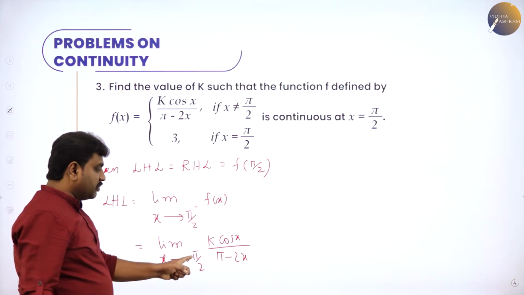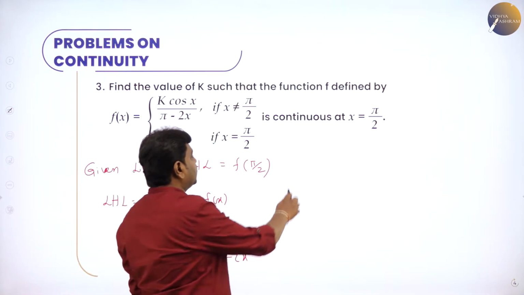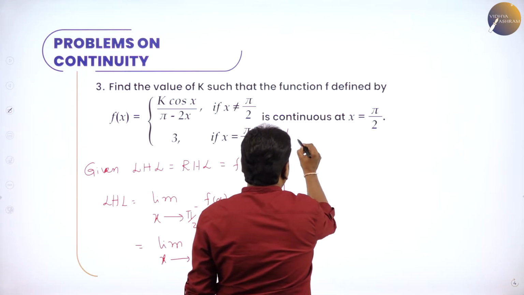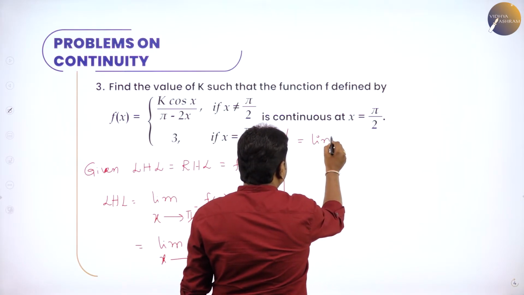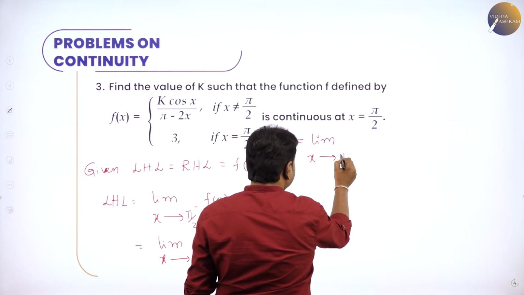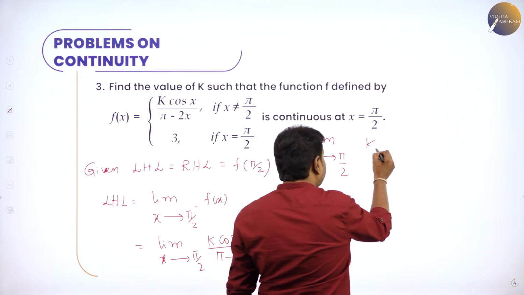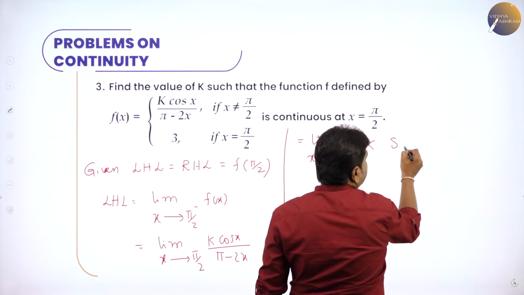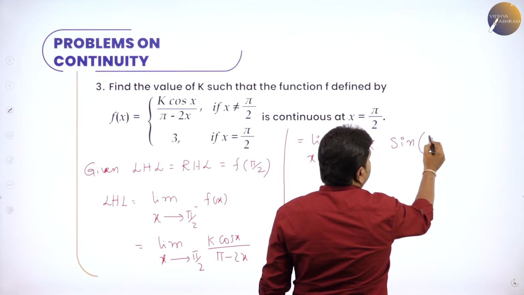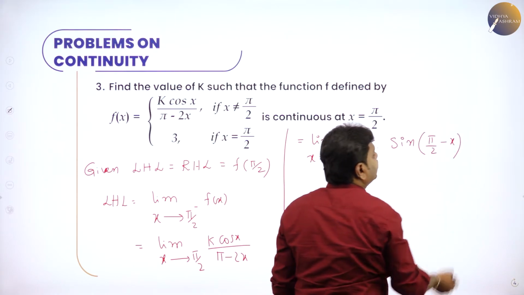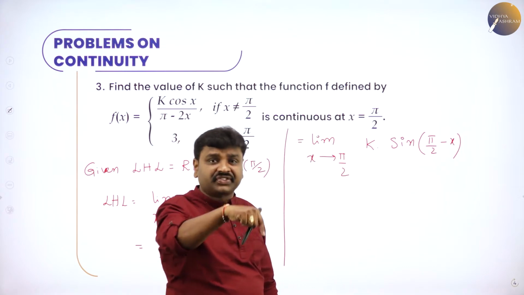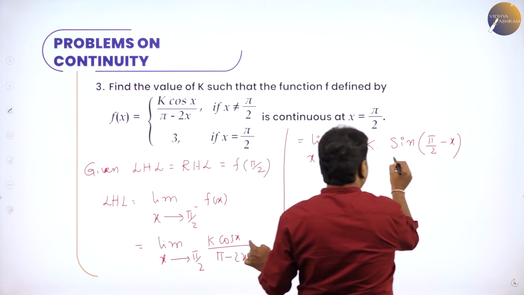So here you can see pi by 2. That's why I'll write cos x. Before I apply the limit, I'll take limit x tends to pi by 2, let it be as it is. In place of cos x, can I write it as sin of 90 minus x? What is sine of 90 minus x? Cos x. All of you know sine of 90 minus theta is cos theta. So instead of cos x, I'll write sine of 90 minus x.